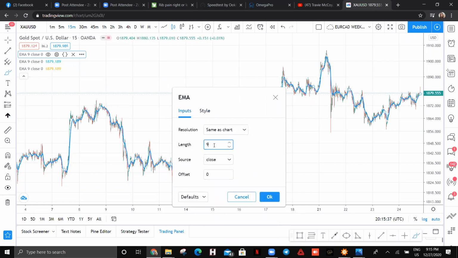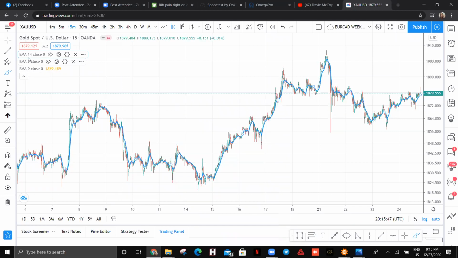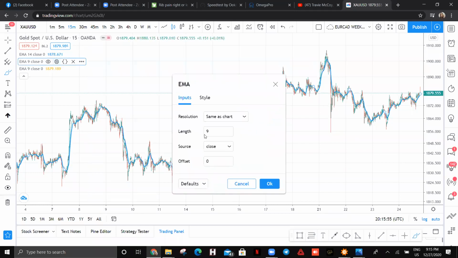So I'm going to change this 9 to 14. I'm leaving it at close. Offset 0, same as chart. Just click on OK. So you can see on my left, it has changed to 14. Then I do the same thing for the second one. I'll change it to 50.